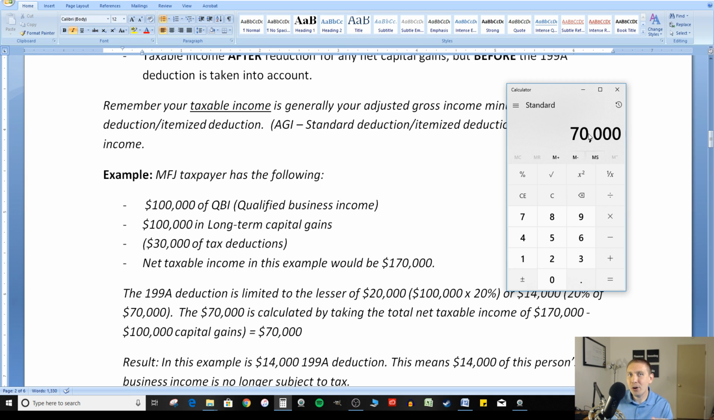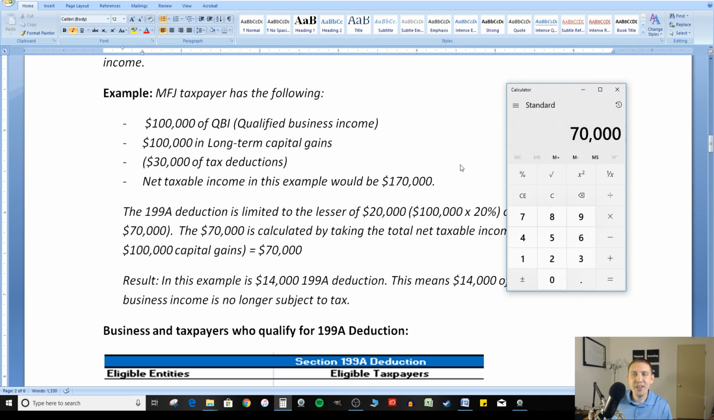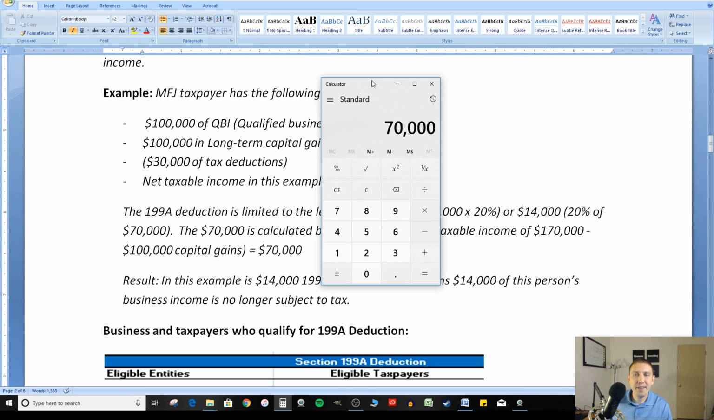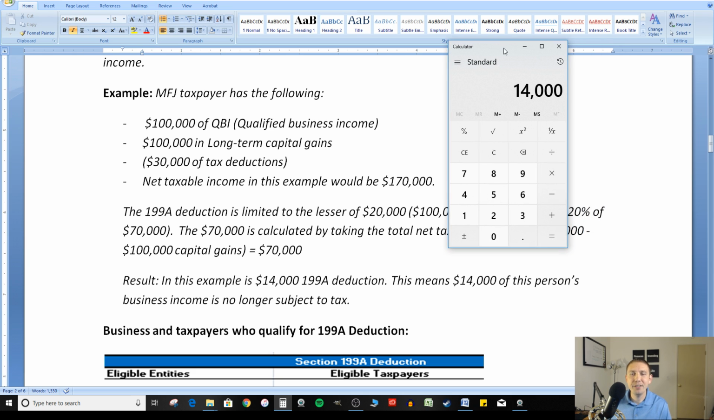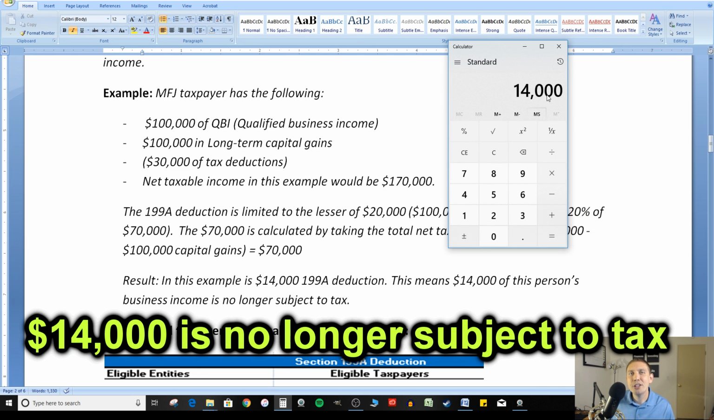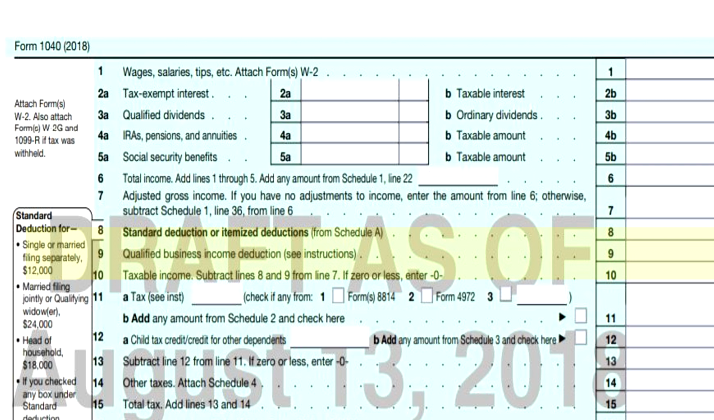So that is the number that we have to use in order to find out what our qualified business income deduction is. So we're going to take $70,000 and multiply that by 20% because that's the max deduction we can receive. So our QBI deduction in this example is $14,000. So this taxpayer can reduce their taxable income by $14,000. And where you're going to see that show up, because I've looked at the 2018 draft forms, it's going to be on line 9 if I remember correctly, and I'll put it up here on screen, and it's going to reduce your taxable income even further.